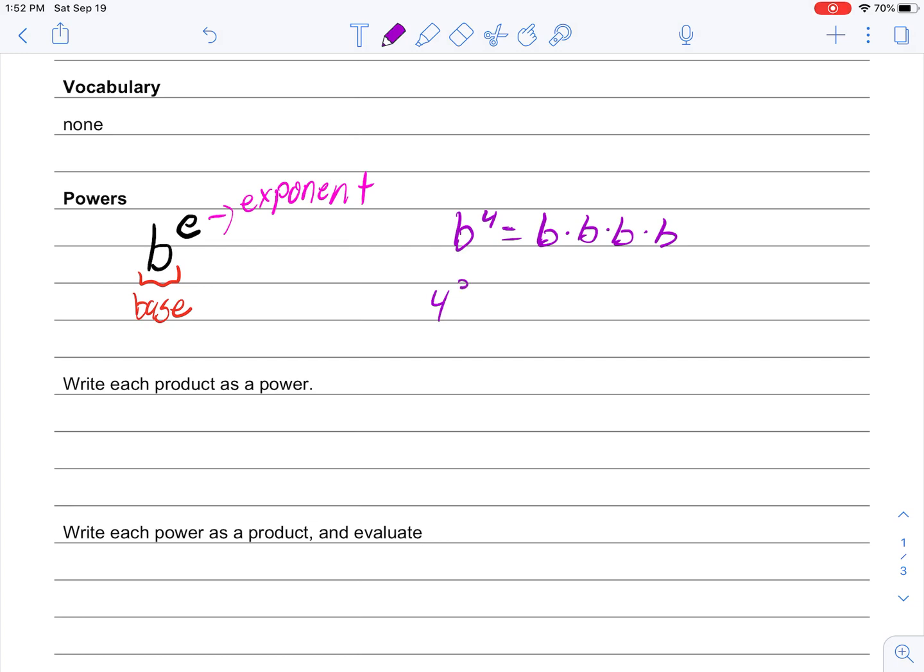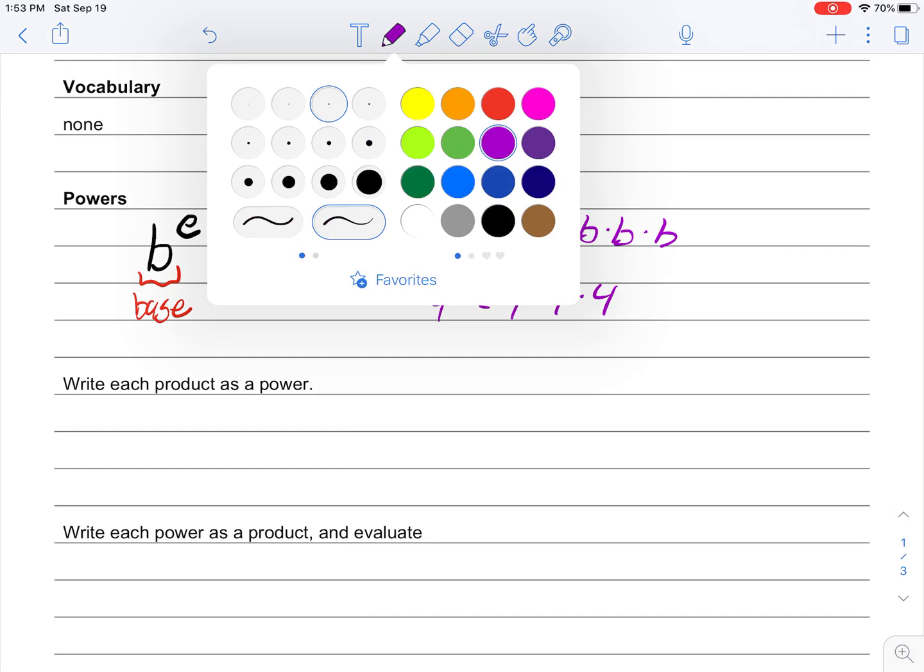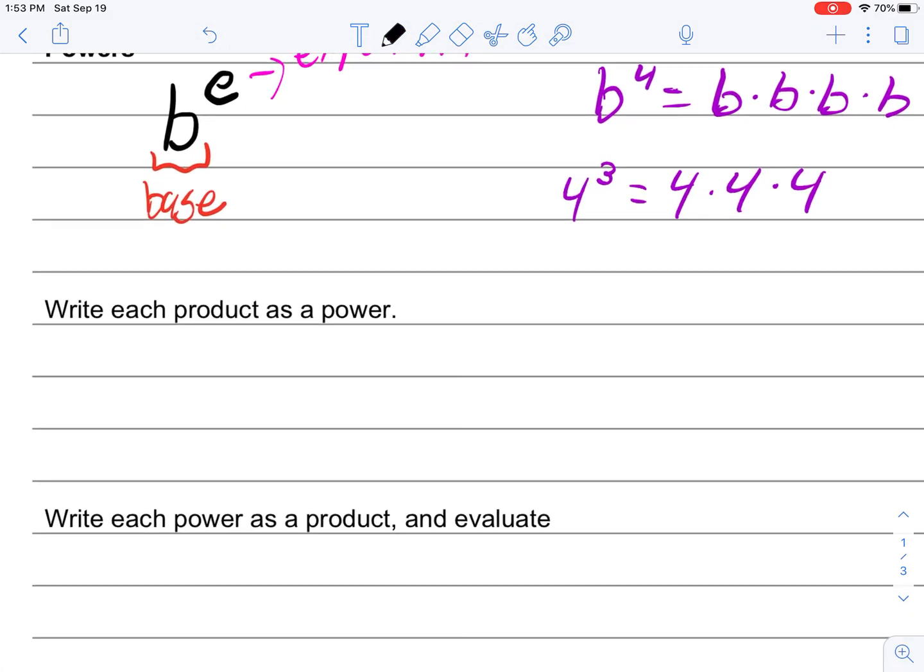We could also say, okay, what if we had 4 to the third power? 4 to the third power would be the same as multiplying 4 times itself 3 times. So 4 times 4 times 4. Okay? So for a couple examples, let's write each product as a power. Let's say that you saw the product 7 times 7 times 7 times 7.